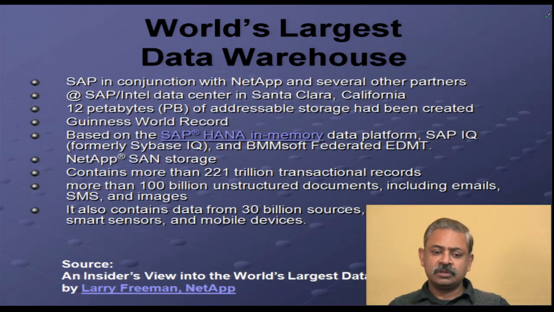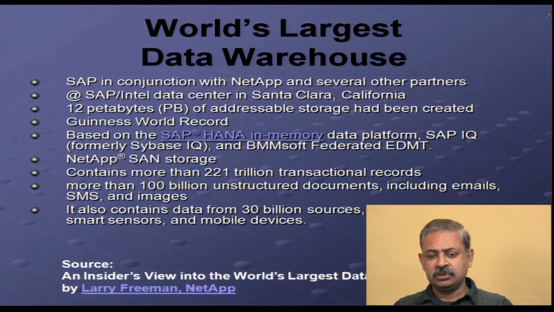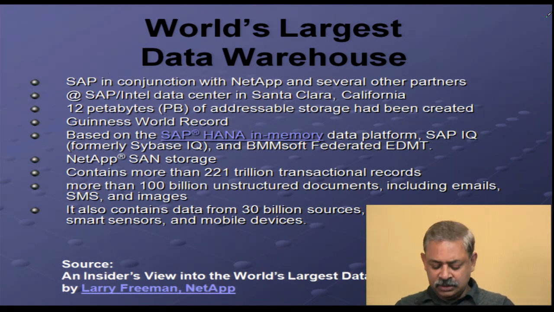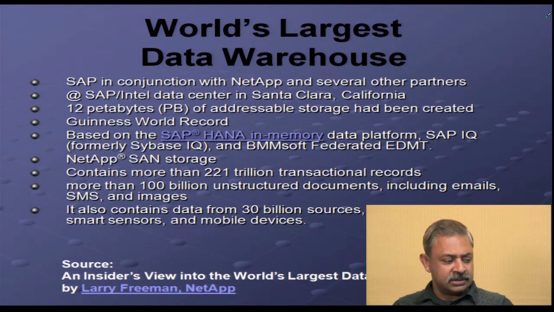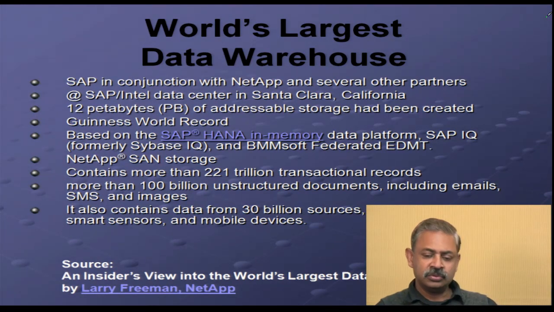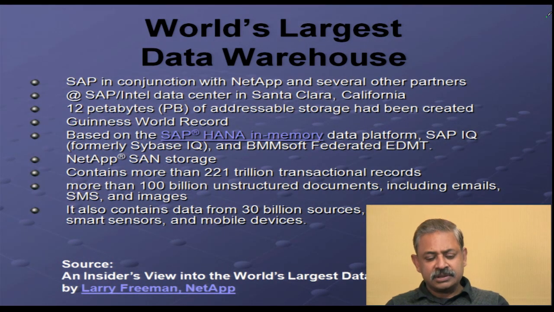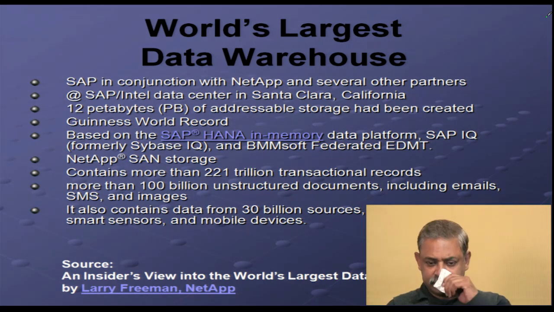Just for your interest, it contains more than 221 trillion transactional records. That is huge. And more than 100 billion unstructured documents, including emails, messages, and images. It also contains data from 30 billion sources, including users, smart sensors, and mobile devices. So it's a very interesting case study if you are interested in data warehousing.